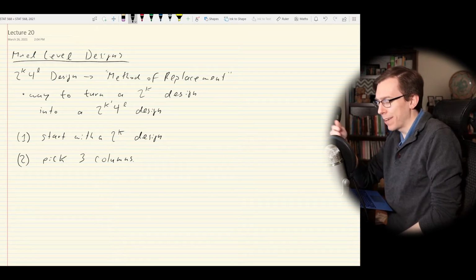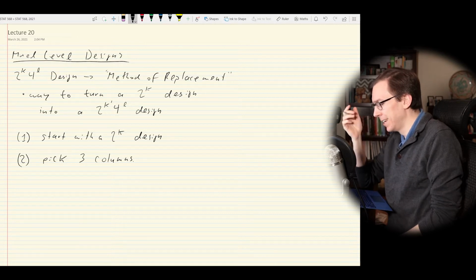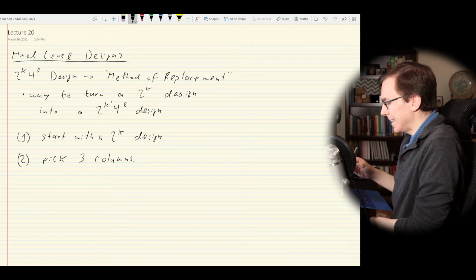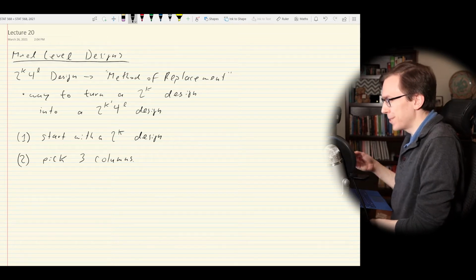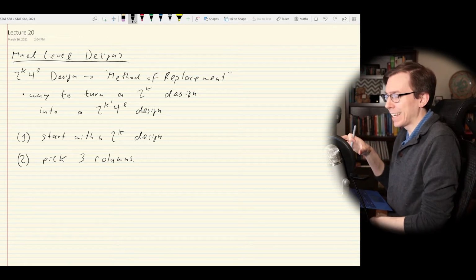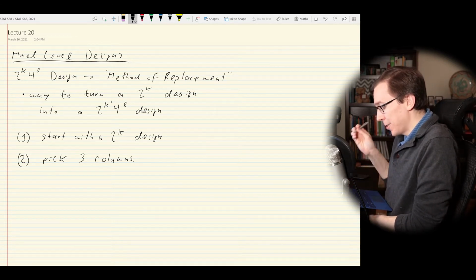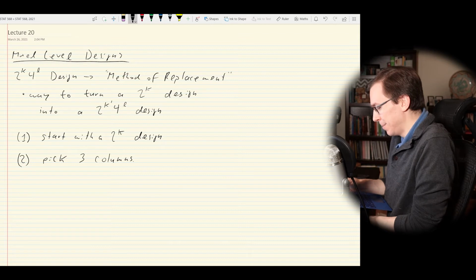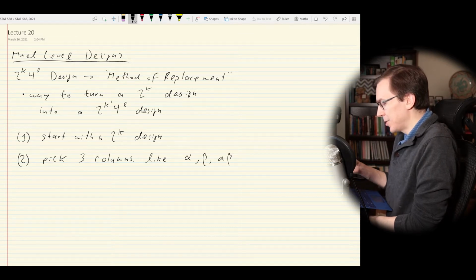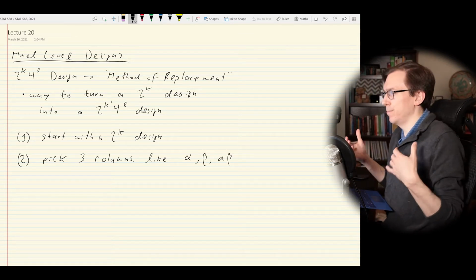But if instead of 4, we had 5-level or 6-level factors, we'd run into a little bit more trouble. But here, the idea is that because 4 is 2 times 2, you can actually get away with hiding 4-level factors within a 2 to the k design. So what I want to do is pick 3 columns, call it alpha, beta, and their interaction, alpha beta. So here, alpha and beta are just columns.